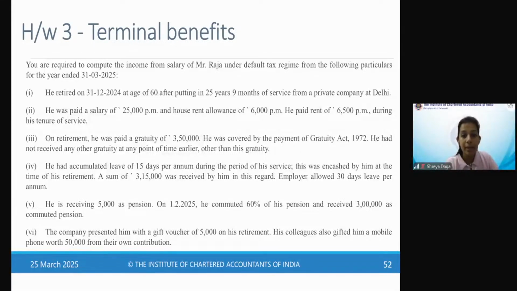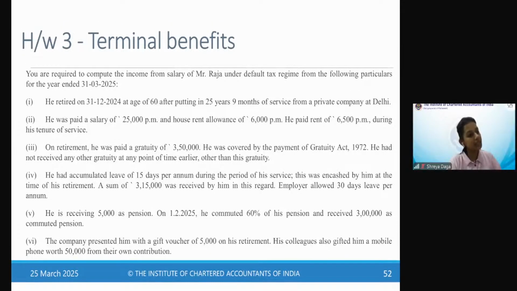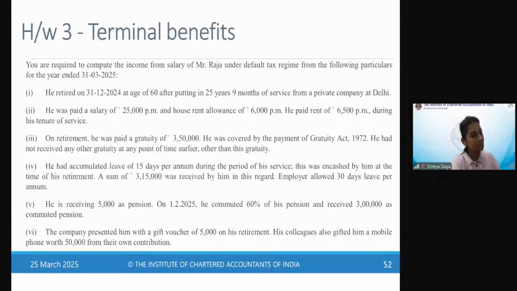We have to be very, very particular. Now we know that gratuity, leave encashment, pension, he will get even under this regime. So we'll have to calculate. But what about HRA? Will he get any benefit of HRA under default regime? Will he get any benefit on HRA under default regime? No. Okay. HRA fully taxable, ma'am.